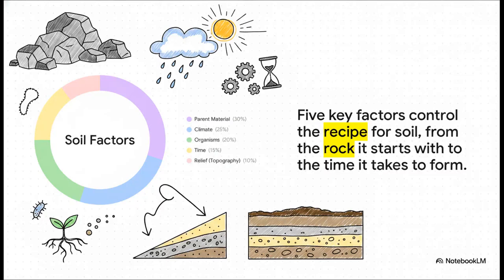So what controls this recipe? Well, it really boils down to 5 key factors. The biggest one is the parent material. What kind of rock did this all start from? Next up is climate, because rain and heat control how fast everything happens. Then you have organisms, all the bacteria, fungi, plants, and animals doing their thing. The relief, or the slope of the land, matters too, because it affects erosion. And the final secret ingredient? Time. Good soil isn't made overnight. We're talking hundreds, even thousands of years.